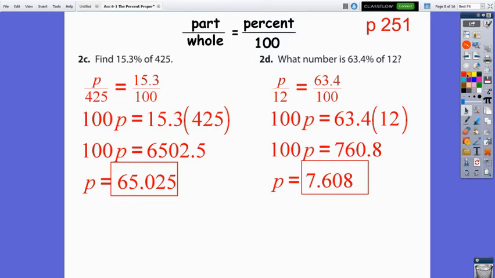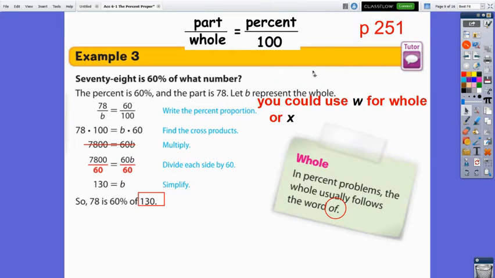All right, the last type of problem you can get is finding the whole. So they give you the part and the percent. And the whole is typically the number that comes after the word of. Now, there are other times in word problems where you're going to see other parts of the problem that have the word of in it. But if you just go to a blank is blank percent of blank, the number after of is the whole.